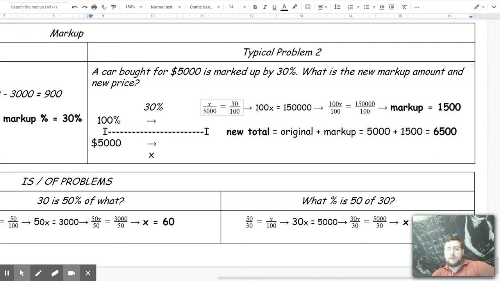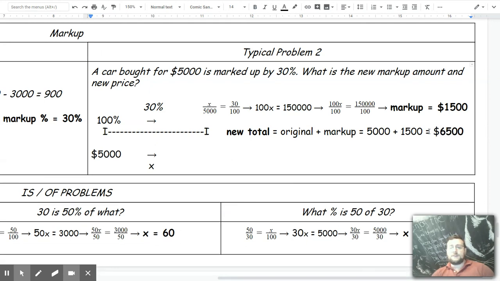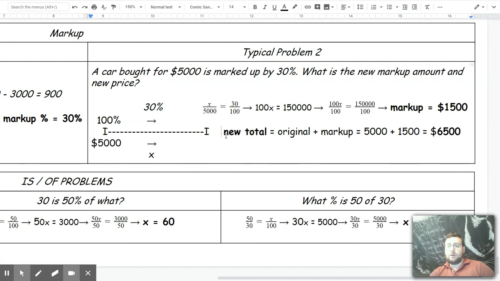So then if you divide both sides by 100, because 100 is what's next to the X, you're going to cancel out the hundreds, and your answer will be the 150,000 divided by 100, which gives you 1,500. So the markup will be about $1,500. Now that's just the markup. If I want the new total, because it's an increase problem, I have to get the original plus the markup to get the new total. And in this case, it would be the 5,000 plus the 1,500, giving me a new price of $6,500 when I'm trying to buy that car or sell that car.